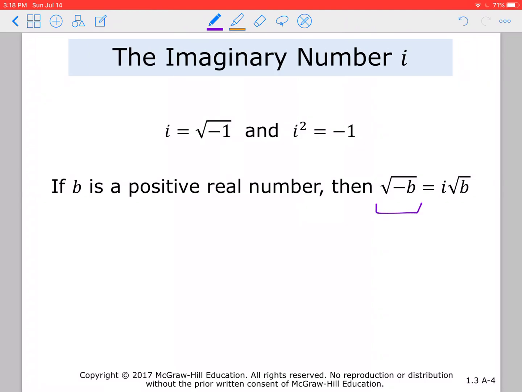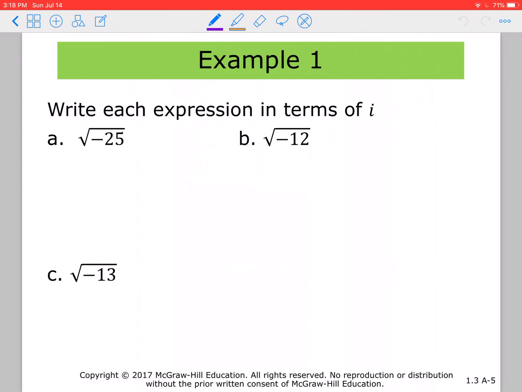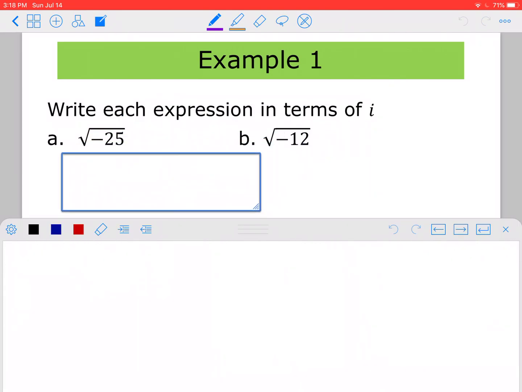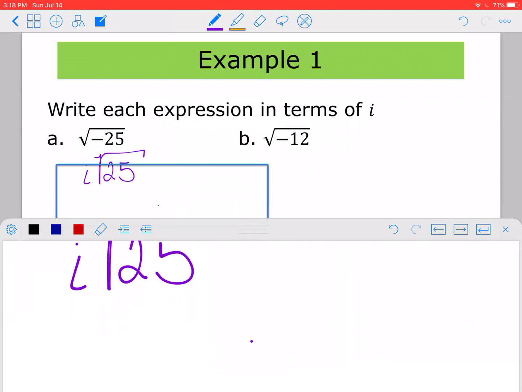So, examples. For the first one, we've got the square root of negative 25. Well, the negative comes out as an i. And now we just have i times the square root of 25. Square root of 25 is 5. Our answer is 5i. And we do write it to where the number comes before the i, just like you would with a variable.